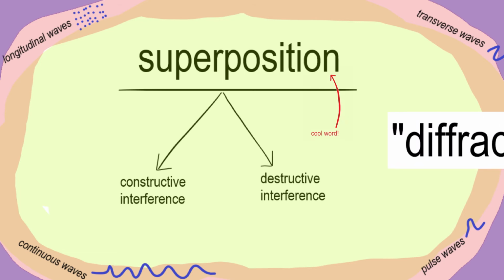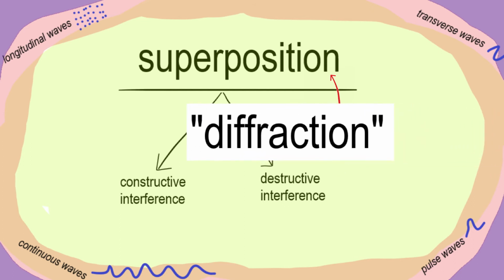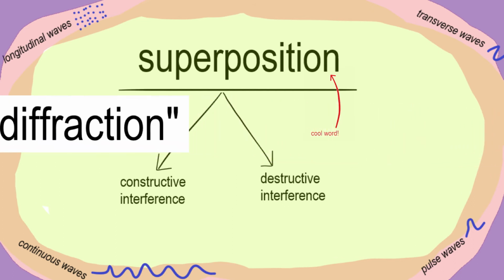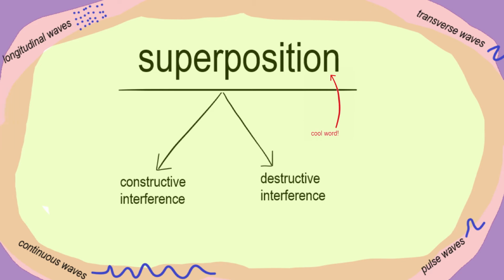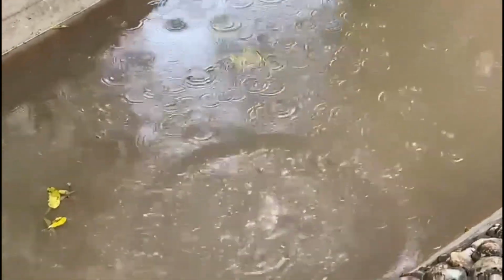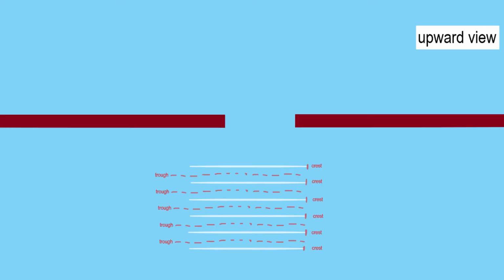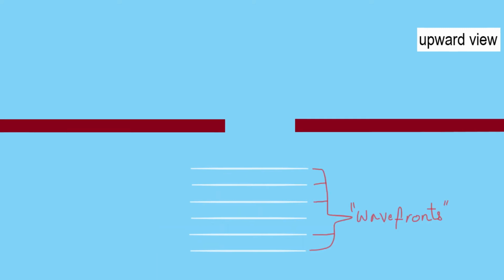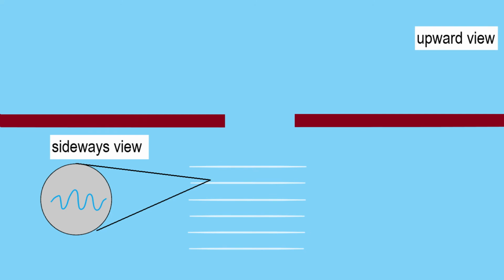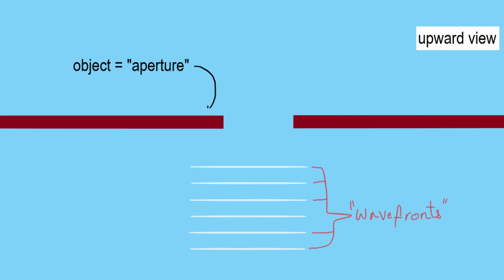But superposition is not the coolest property of waves. No way. The coolest property by far is diffraction. Say we have a water wave. This is a schematic of how it would look from an upward view. Each line here corresponds to a peak or a crest, and each gap to a trough. Each line can also be called a wave front. Looking at this wave from a sideways angle, we'd see this. Now, let's suppose that we place an obstacle ahead of this traveling wave.